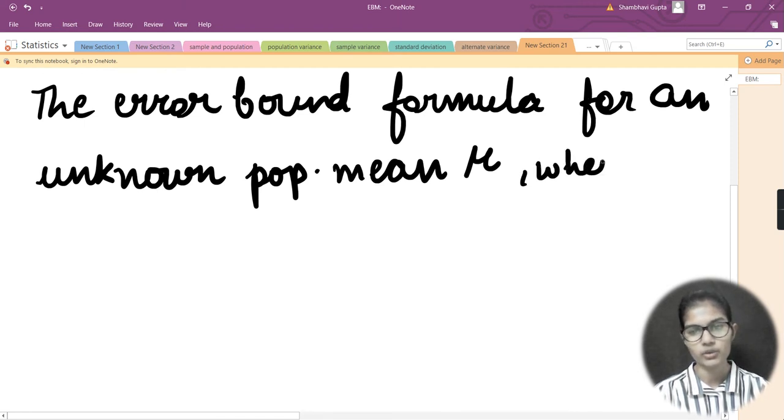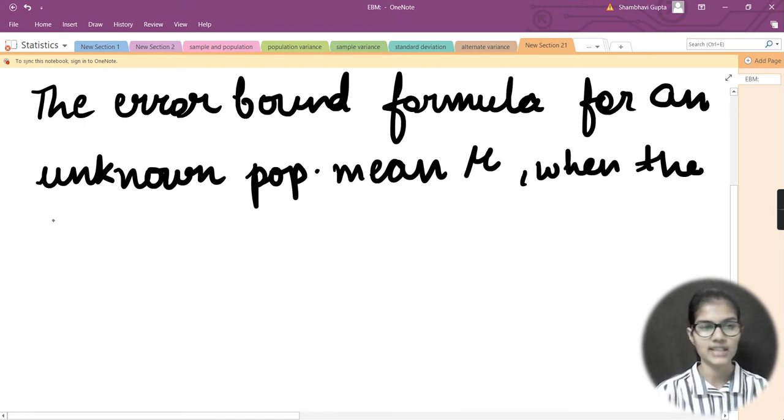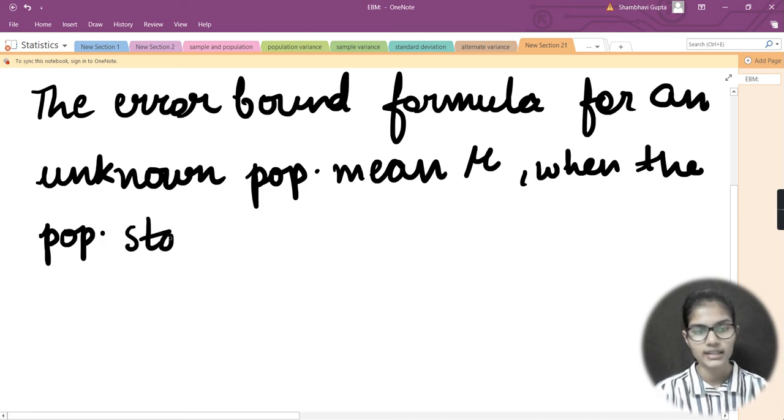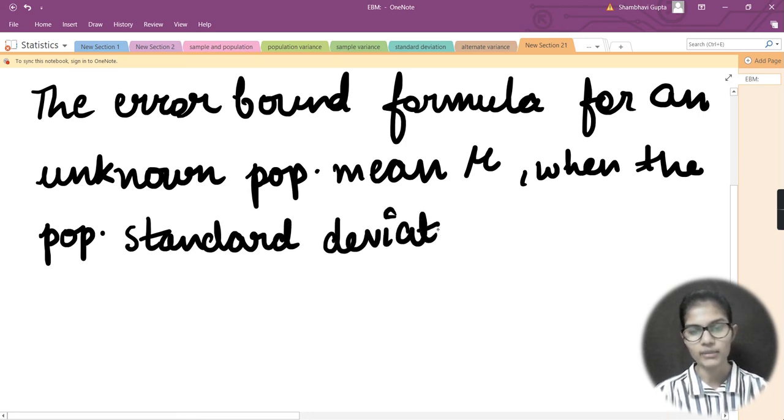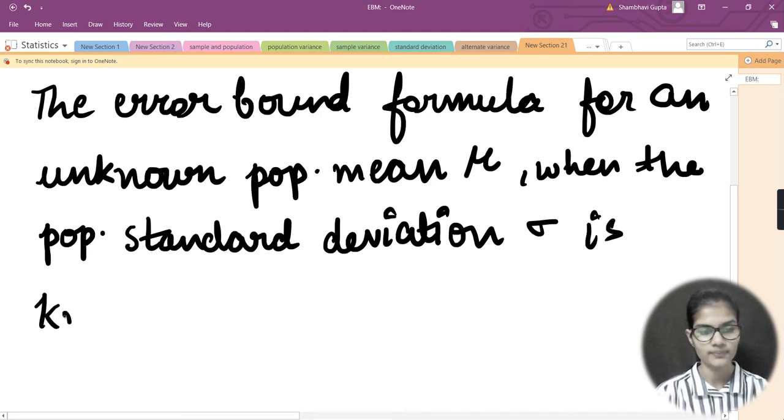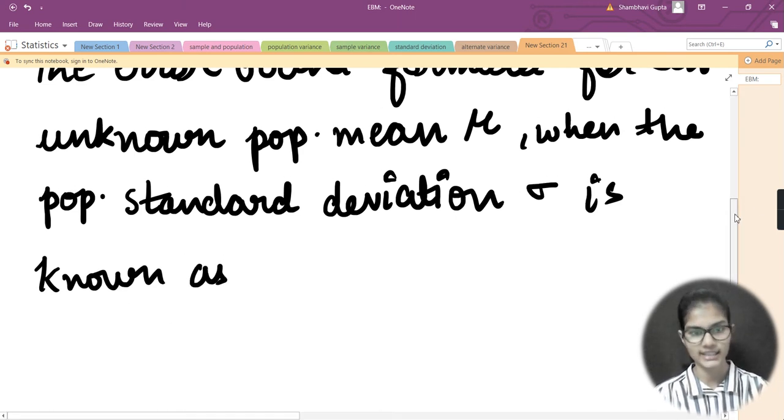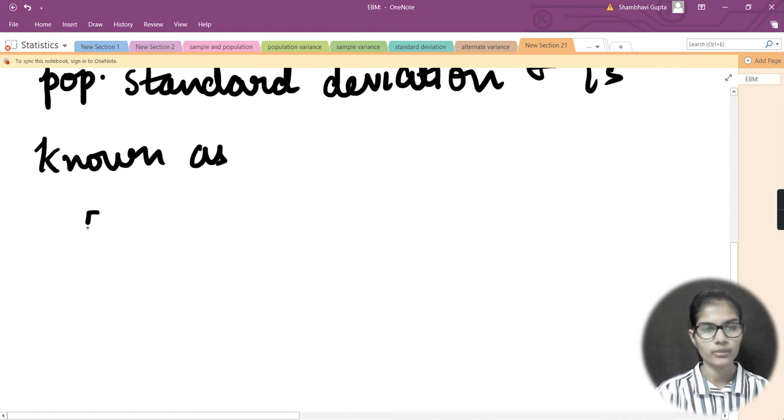I would write one more condition: when the population standard deviation is known. Population standard deviation is another population parameter, and the symbol for standard deviation is sigma. So I'm writing that sigma here. And it is then known as EBM, right? So here I will be writing EBM.